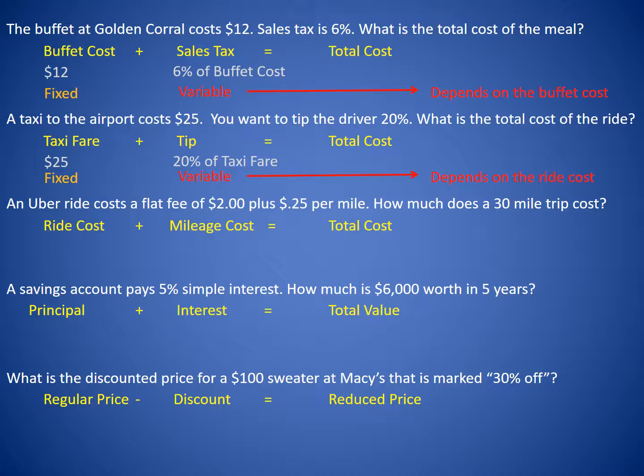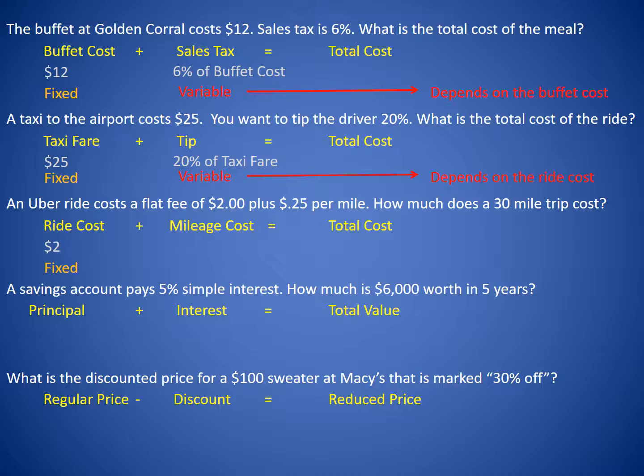Let's do the Uber ride now. So the Uber ride, it's $2 plus 25 cents a mile. So the ride cost is the $2 portion. And again, that doesn't depend on any of the other parts of this problem. It's just a fixed $2.